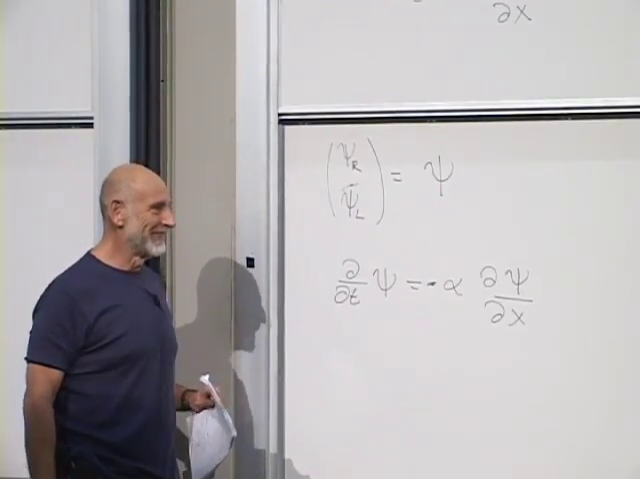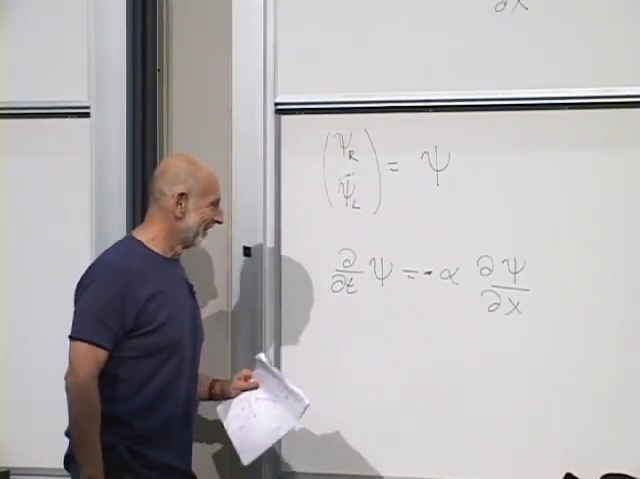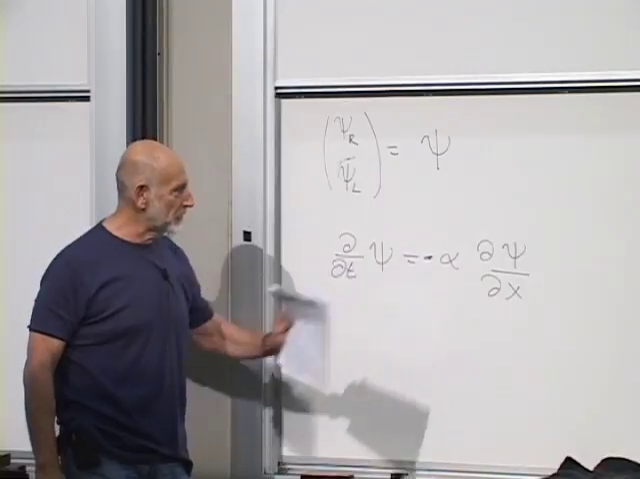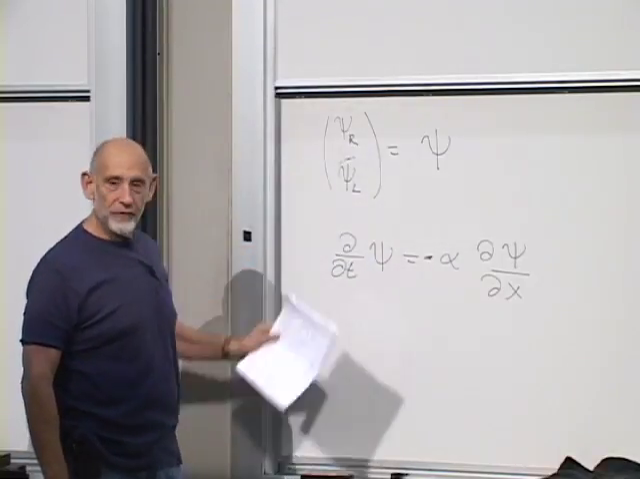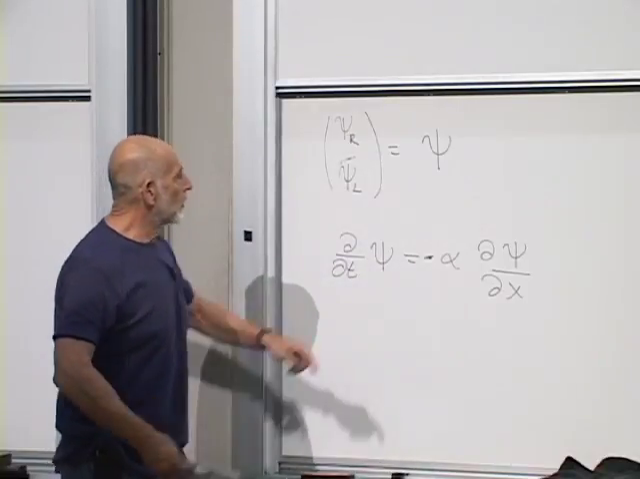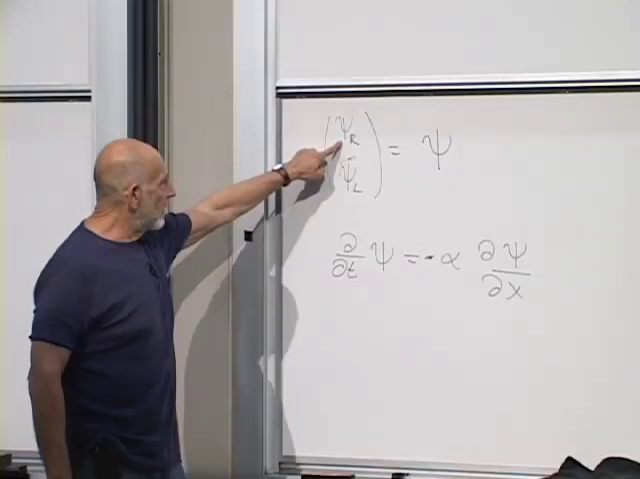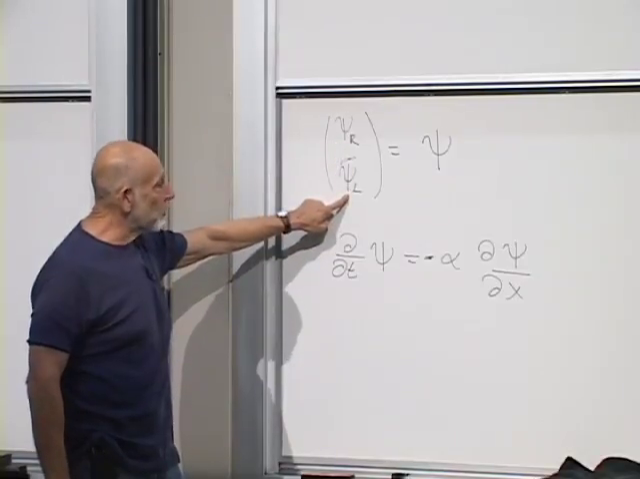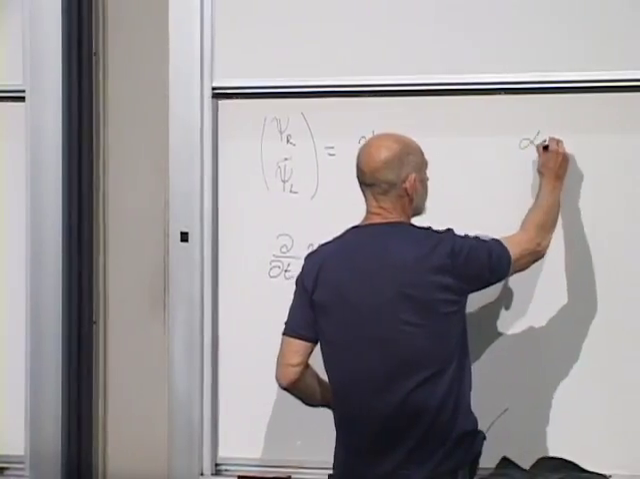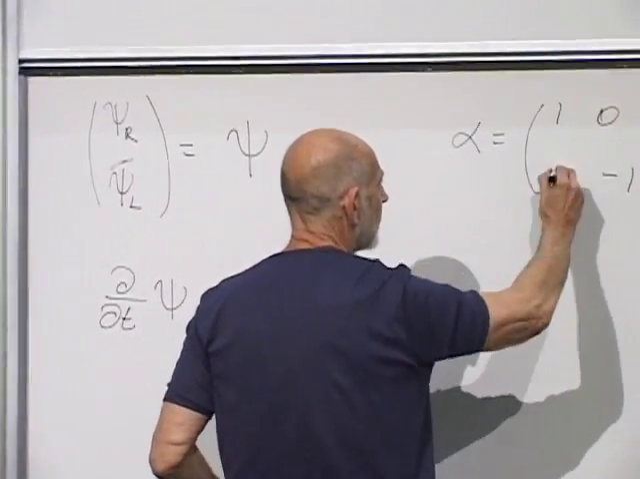All right. d psi by dt is alpha d psi by dx. What is alpha? Alpha is a matrix whose value is 1 for right and minus 1 for left. So what matrix is it? Alpha is the matrix 1, minus 1, 0, 0.